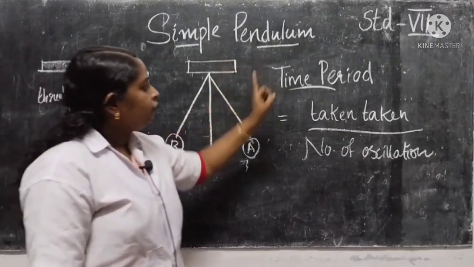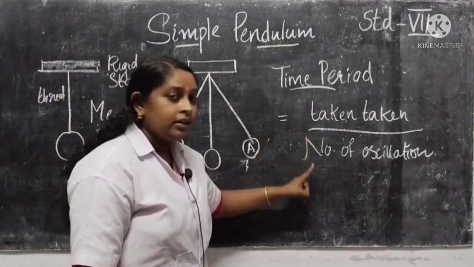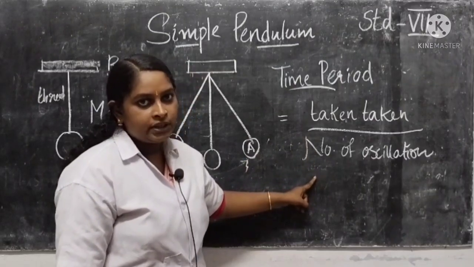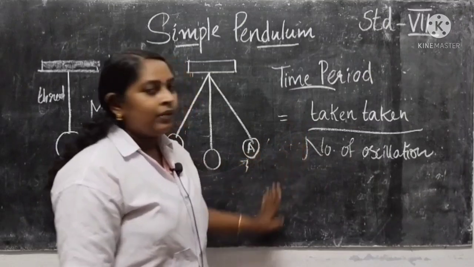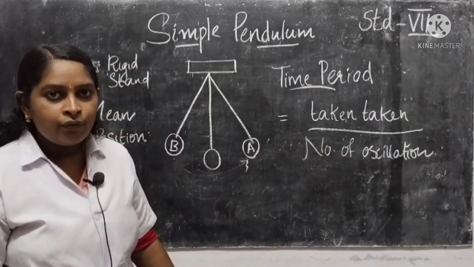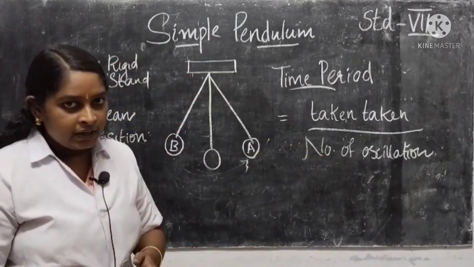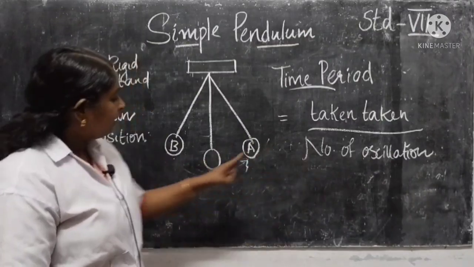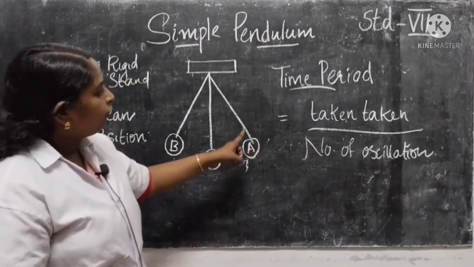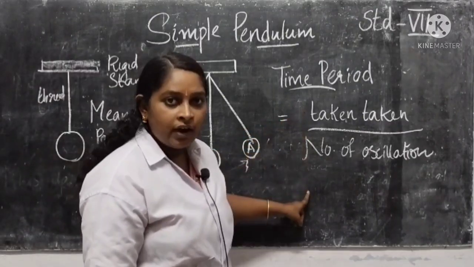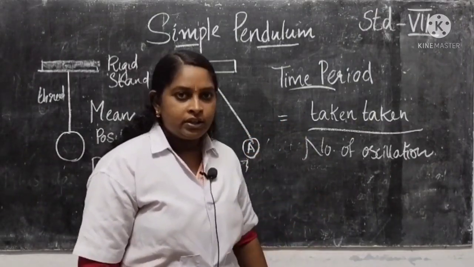The equation for time period is time taken divided by number of oscillations. Time period can be calculated as time taken divided by number of oscillations.